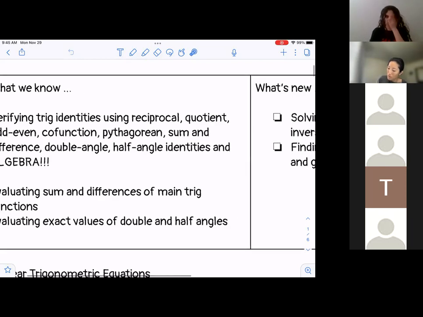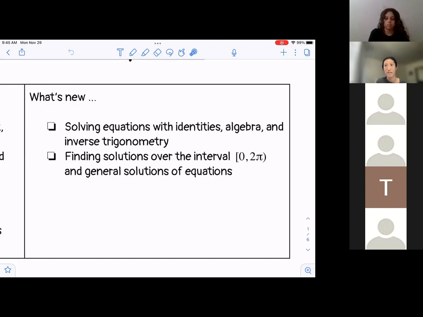And so what we're going to finish this chapter off with, okay, I see a great question in the chat. We can put the identities on our reference sheet. Absolutely. I would make sure to maybe write the names of them as well, right? So you don't want to just list them all out, but like, oh, this is the sum and difference one, or this is the half angle, or this is the double angle. Okay. I think that would be really wonderful.